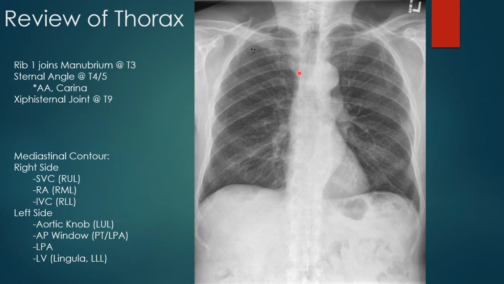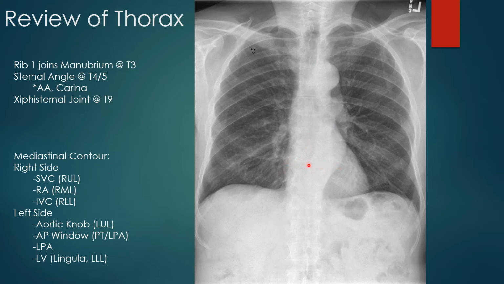Here's rib 1, it joins with the manubrium about the T3 level. Here's rib 2, you can follow it across. It joins with the sternum about the T4-5 level, which is your sternal angle, which is important. You have the beginning and end of your ascending aorta, your aortic arch, as well as the carina with your trachea. Further down, you do have your xiphosternal joint at T9.